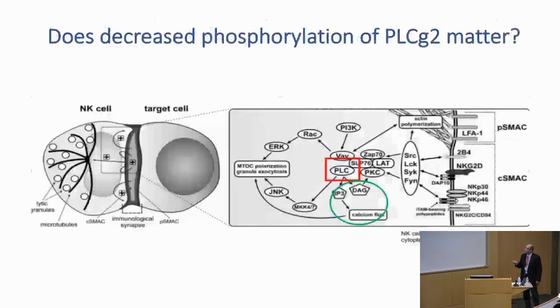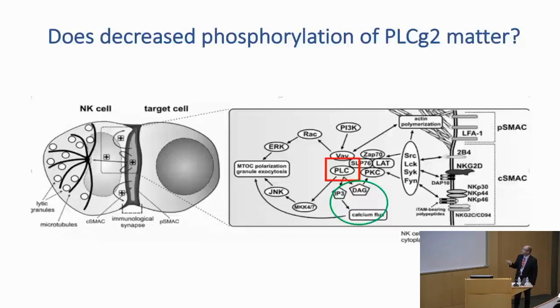So I want to just focus again on the schematic we talked about before. PLC gamma 2 occupies this spot. Its job is, when it's phosphorylated, to cleave PIP2 to IP3 and DAG. IP3 goes and binds to the endoplasmic reticulum and releases calcium, which causes calcium flux, which initiates this whole process where the cytotoxic granules move, the MTOC moves to the synapse. DAG activates PKC and is also involved in localization to the membrane.